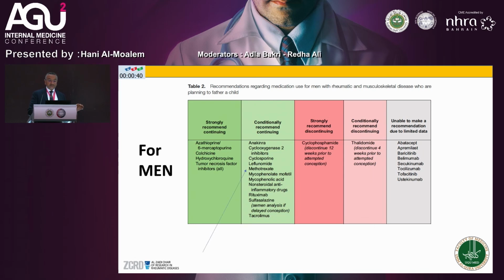For males, methotrexate, I just want to bring it to your attention. We used to stop methotrexate years ago for a male patient who wants to conceive, 3 months before, but right now it's not recommended anymore. Male patients can still take methotrexate and they can try to conceive.